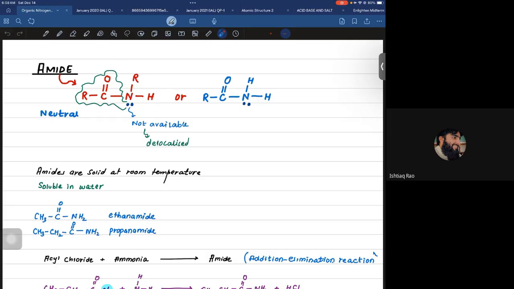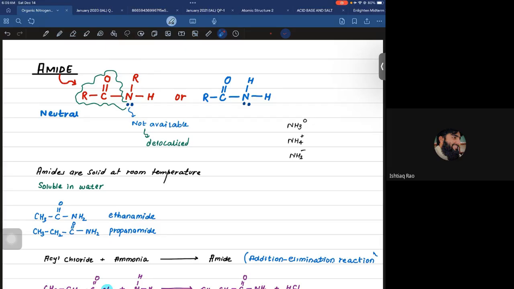When the nitrogen has four bonds, it has a positive charge. When nitrogen has two bonds, it has a negative charge. If you remember, when there are three bonds, zero charge. When there are four bonds, positive charge. When there are two bonds, negative charge. Here you can see there are three bonds with this nitrogen atom, so this nitrogen has no charge.